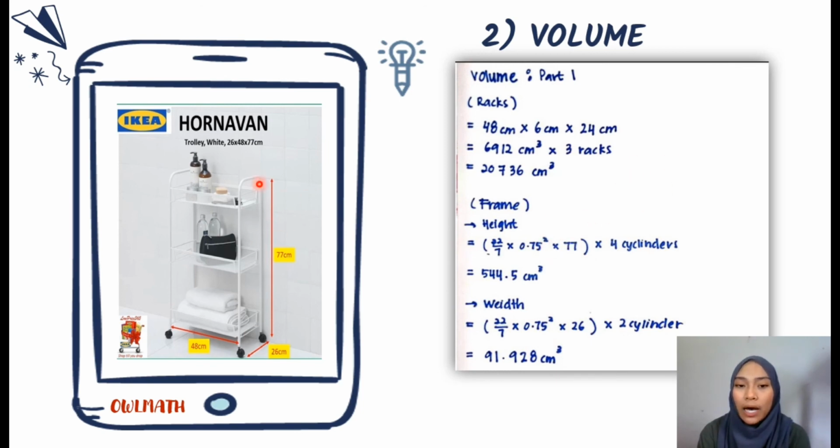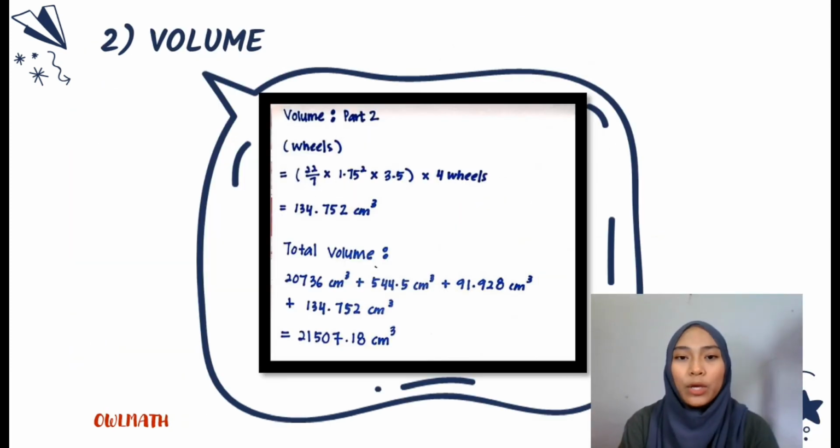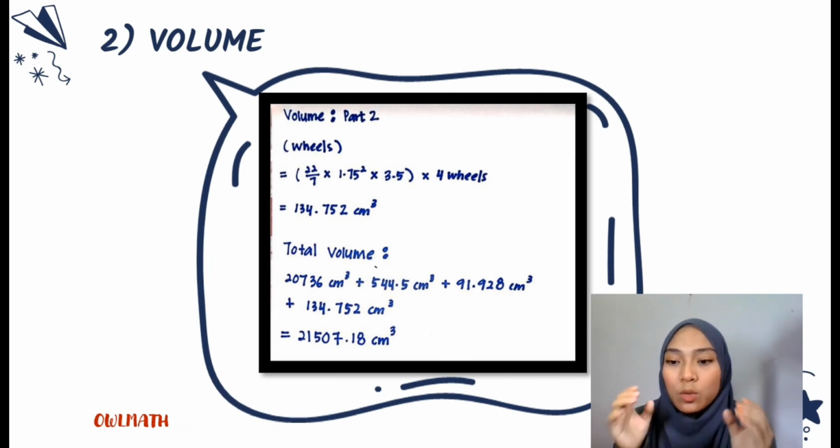For these two cylinders, we measure the same way, but we have to change the height because the length is not the same. Pi times r, where r is 0.75, squared, times 26 because the height is 26. We times 2 because we have 2 cylinders, and the answer is 91.928.